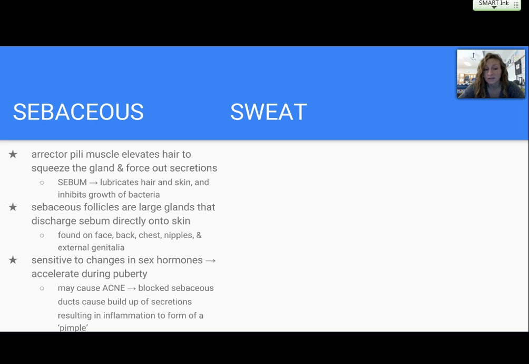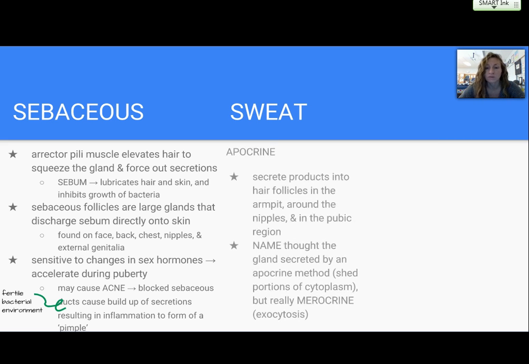They could cause acne. This is when you have blocked sebaceous ducts caused by buildup of secretions, and that could result in inflammation, which is normally what we see as a pimple. Now, this does create a fertile bacterial environment, which can also make the acne more severe.